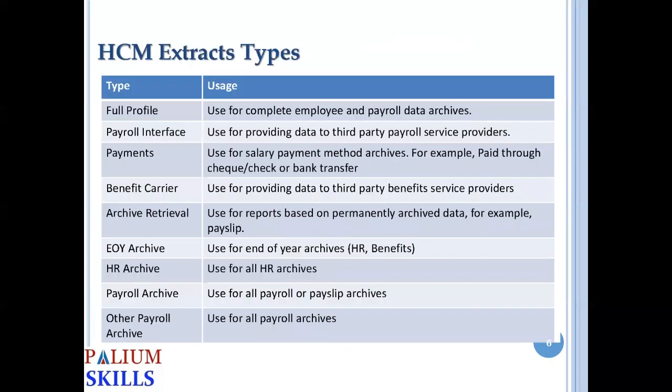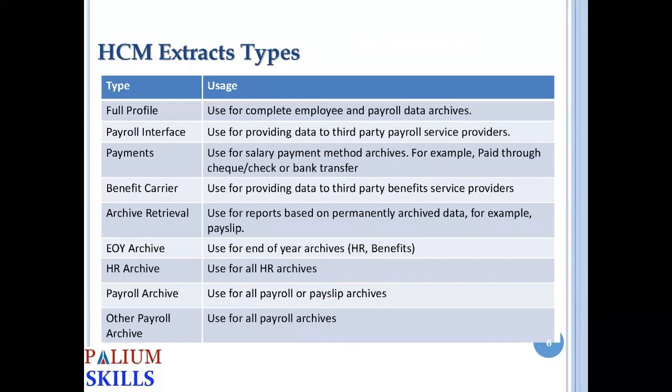Now, these are the different types of HCM extracts that one can have. The first is the full profile, which is used for complete employee and payroll data archives. Typically, this is used for the first time when you are integrating with a new application, with a new payroll application, or with a new vendor. So they need the complete employee profile. Then you also have the payroll interface, which is used for providing data to third-party payroll service providers, where you get the complete payroll information, element information, payroll, benefits, all that data is combined into the payroll interface.